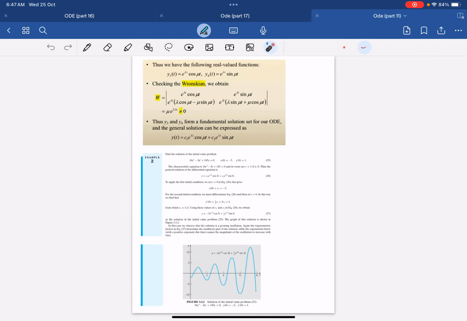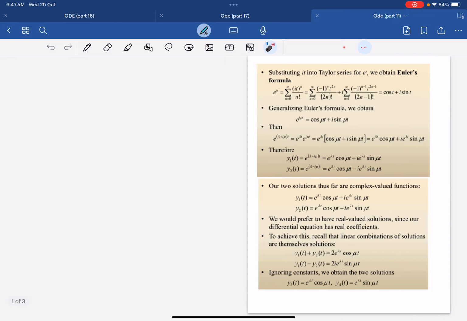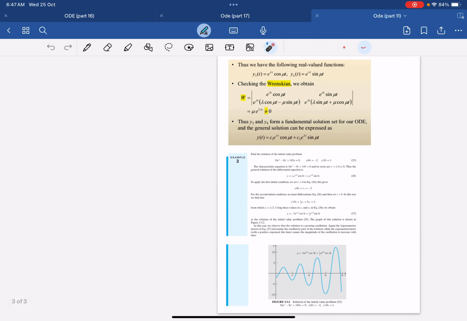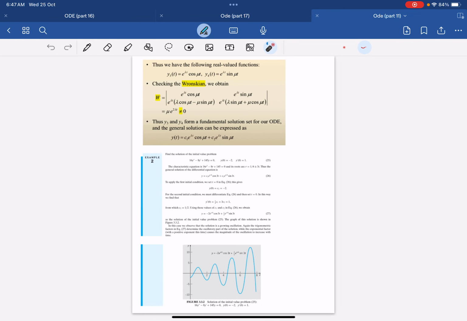So I hope everything is clear, as it is pretty straightforward: you find the roots and apply them to find the fundamental set of solutions.